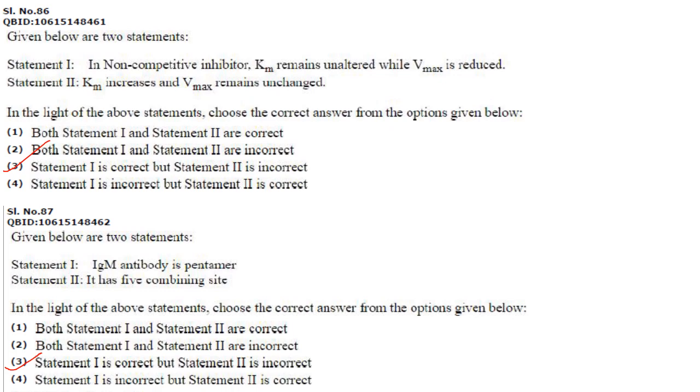IgM antibody is a pentamer. It has 5 combining sites. It has 10 antigen binding sites, that is combining sites. It is a pentamer, so each antibody will have 2 combining sites, so it has 10 antigen binding sites. So statement 1 is correct, but statement 2 is incorrect. So the answer is option 3.